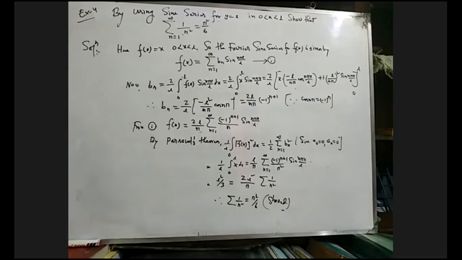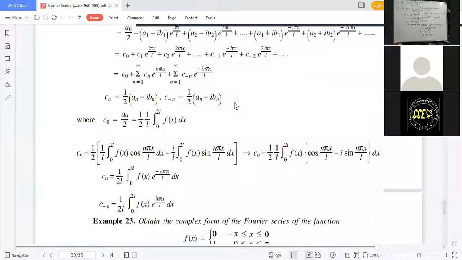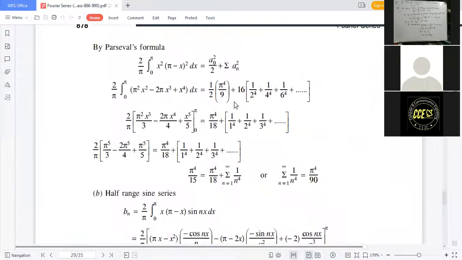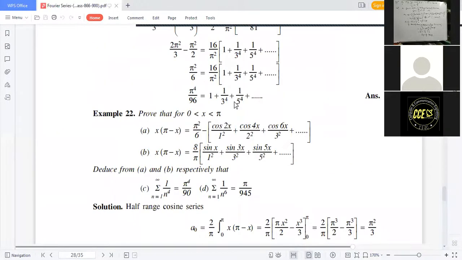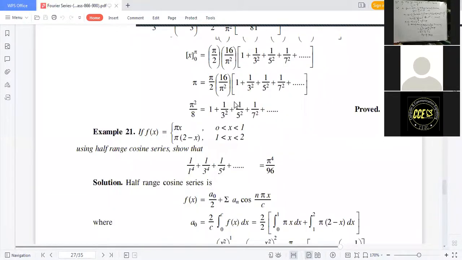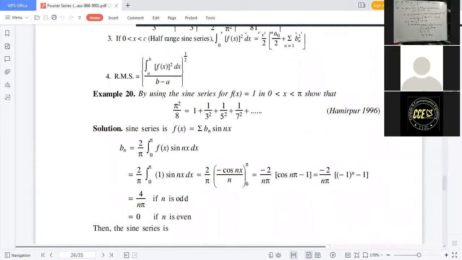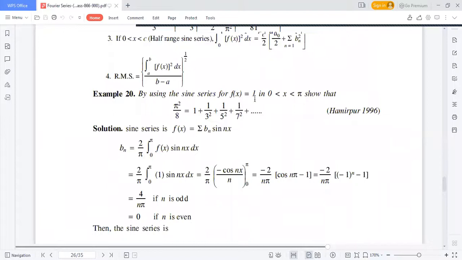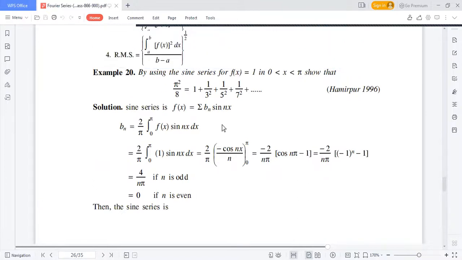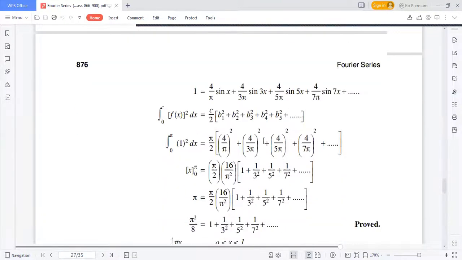Hello. Now I am giving you two homeworks for you. Just using Parseval's identity, you can solve this one. This 20 will be homework for you. By using the sine series of f of x equals 1, where x lies between 0 to pi. Okay. So this is a similar example we have solved today. Okay. So this 20 will be homework for you.